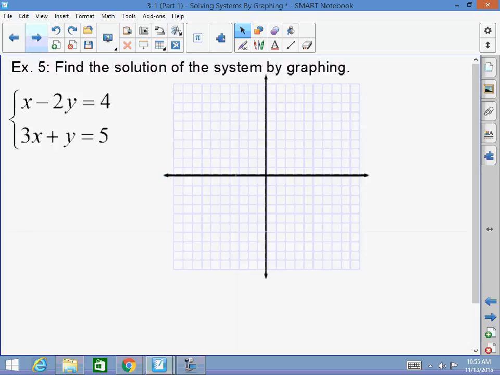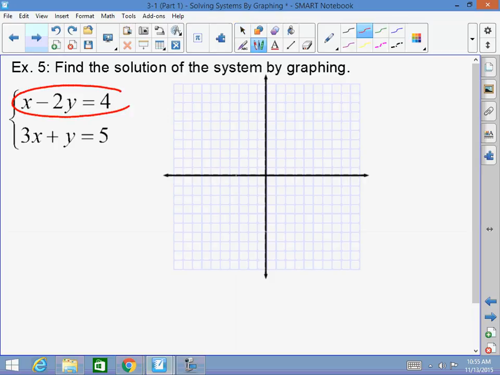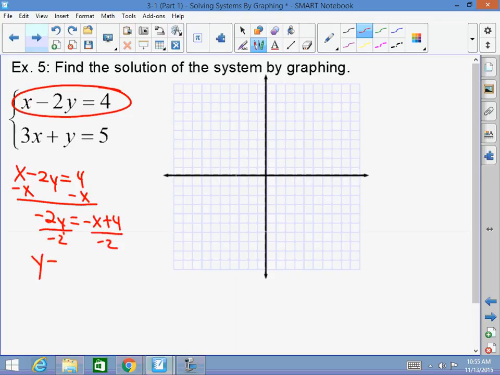Okay. Find the solution of the system by graphing. Maybe I can do it correctly the first time. Let's first solve for y here. I have x minus 2y equals 4. I subtract x from both sides and get negative 2y equals negative x plus 4. Divide by negative 2, so y equals 1/2 x minus 2.